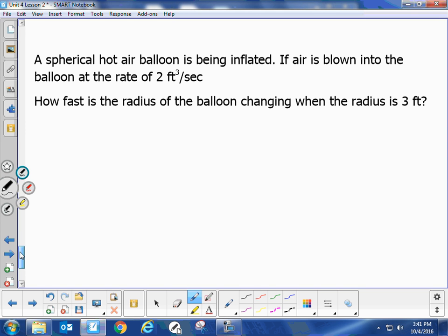Let's tackle the spherical hot air balloon. It's being inflated. Air is blown into the balloon at a rate of 2 cubic feet per second. How fast is the radius of the balloon changing when the radius is 3 feet? You will be given your formula for all of these situations, so you don't have to memorize those things, which is nice. But the volume of a sphere is 4/3 pi r cubed. All right, get your information, take your derivative, plug in your information, find your answer.